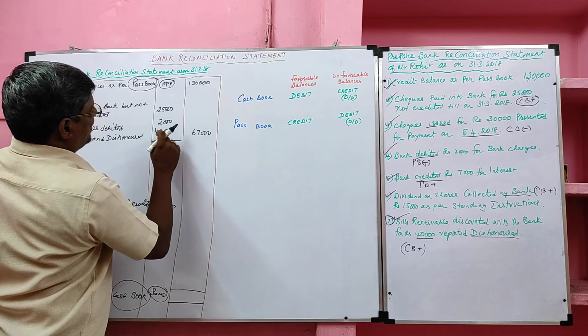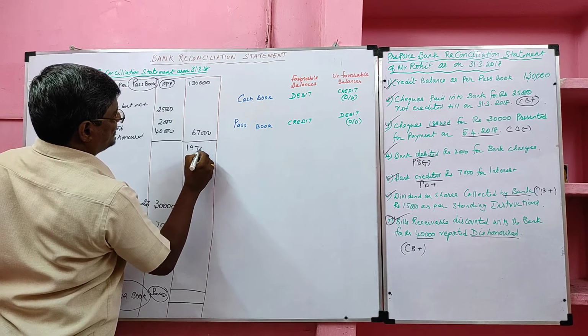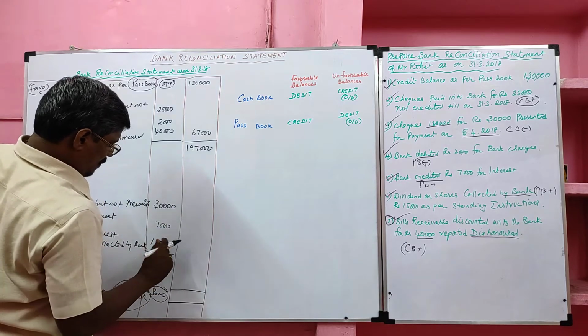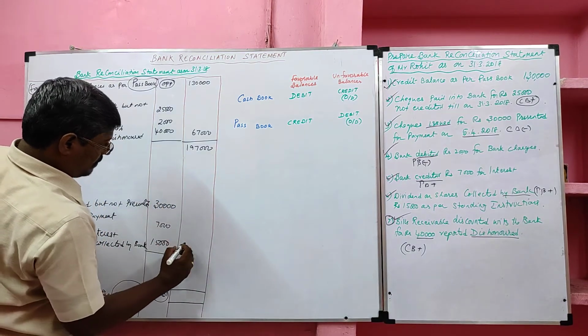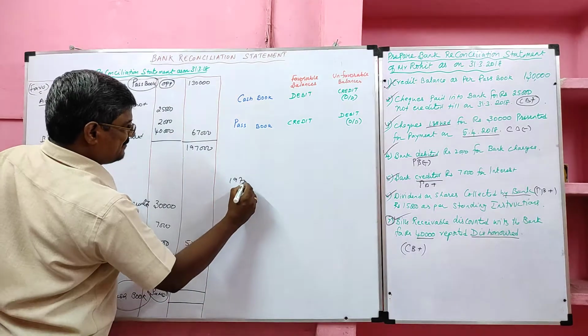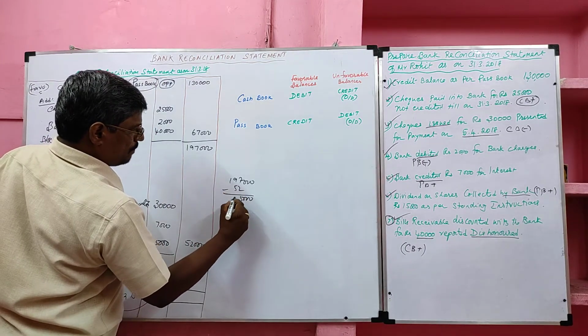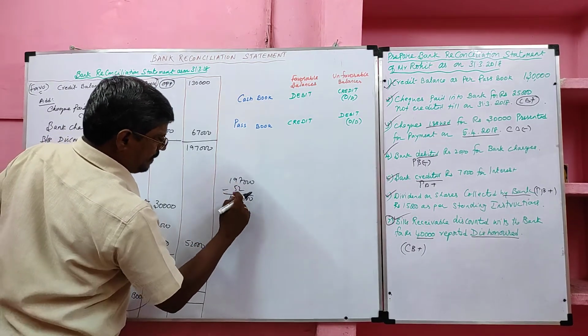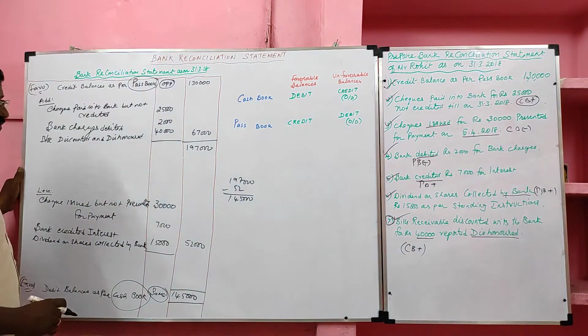Now we'll close this. 67,000. Once again 67. So totally 1,97,000. Here 45, 52. 1,97,000 minus 52,000. Balance as per cash book 1,45,000.